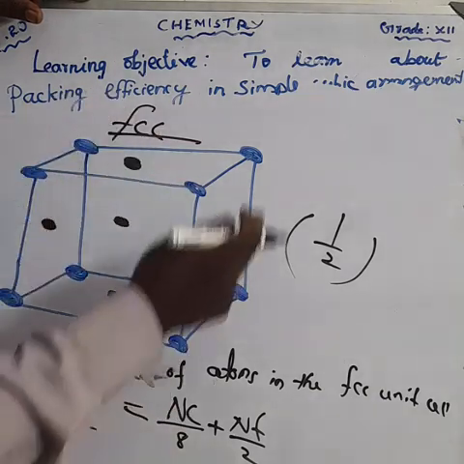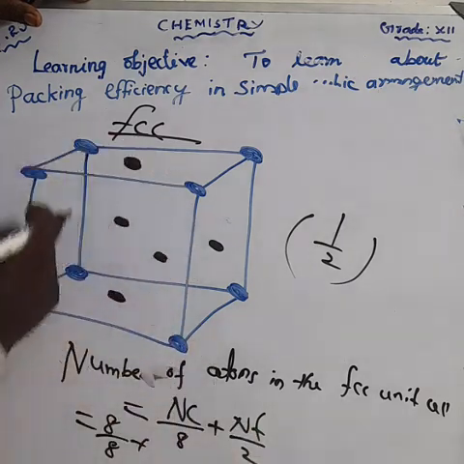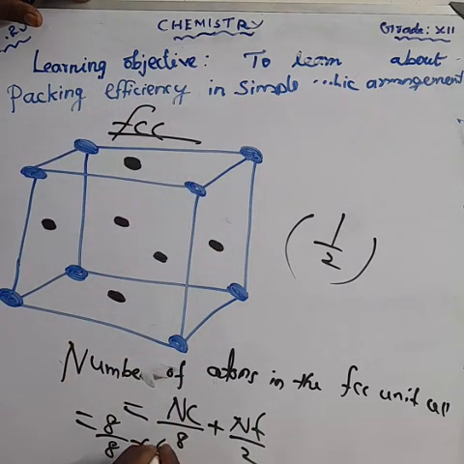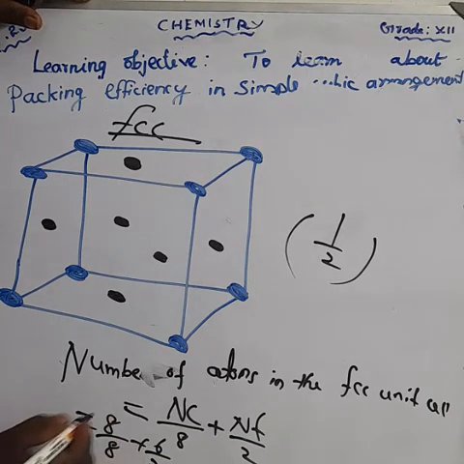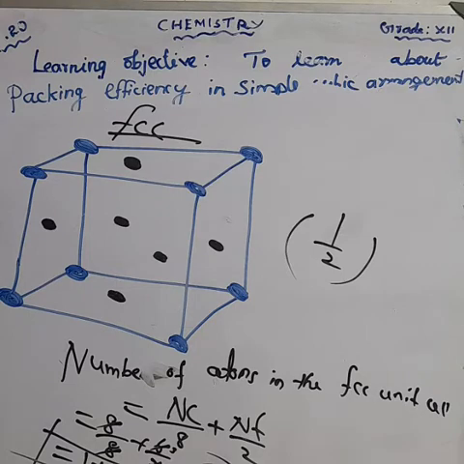Number of corners, how much? Number of corners is 8 by 8, plus NF. Number of faces, how much? Number of faces is 6 by 2. So what's the answer? Cancelling, it is equal to 1 plus 3, which is equal to 4. So we get 4 as the answer. Don't forget that the number of atoms in the FCC unit cell is equal to 4. Okay, the next one.